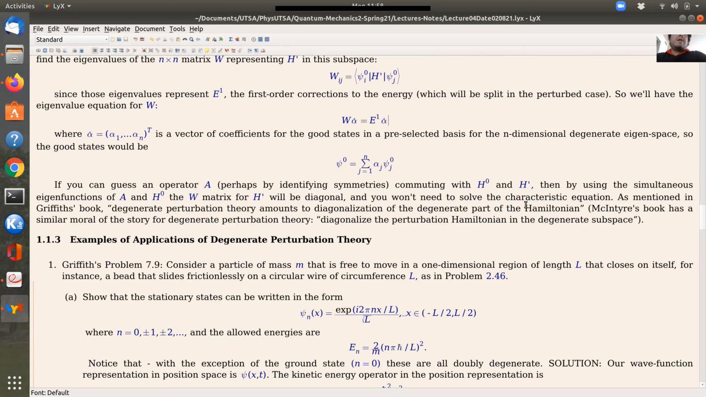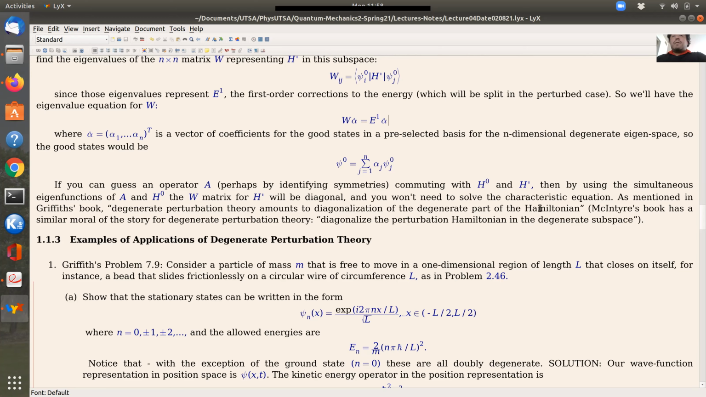And so there is a moral of the story, just one, expressed in different ways, for degenerate perturbation theory. The way Griffiths expressed it is that degenerate perturbation theory amounts to diagonalization of the degenerate part of the Hamiltonian. And the equivalent argument of McIntyre, which is a good reference also for this topic. Actually, I encourage you to read both Griffiths and McIntyre in this case, in complement to these lecture notes.